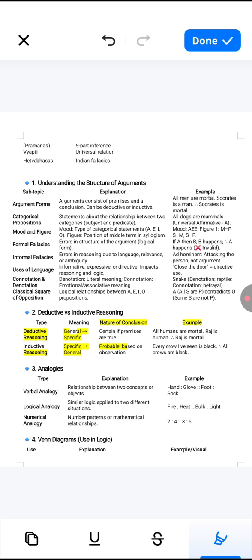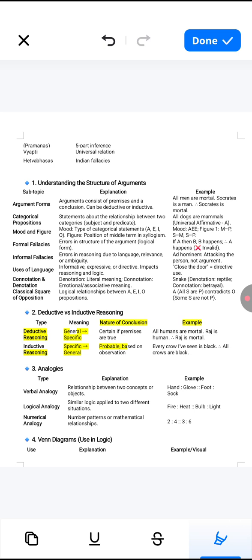Next we have the Venn diagram. Basically there are two types of uses. First the simple type and second the multiple type. In the simple case, it represents the relationship between two sets and helps test validity. For example, all A are B, which means A is a subset of B. Next we have the multiple use.